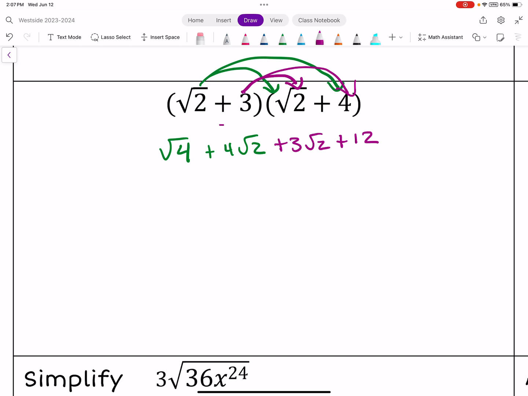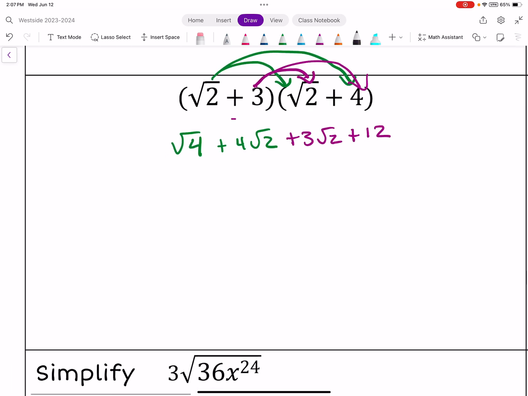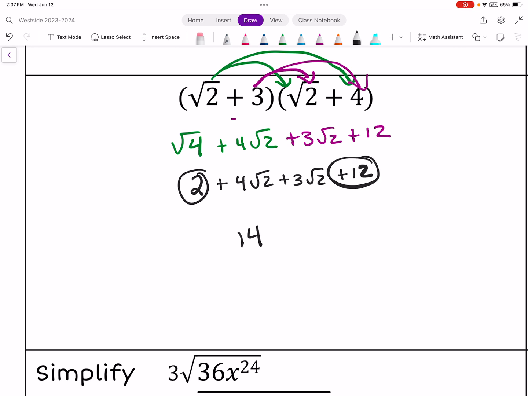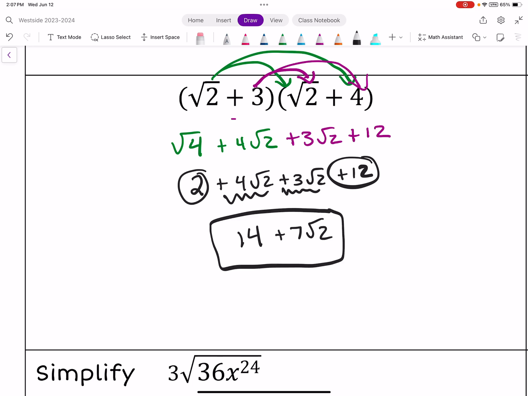Hopefully now we're starting to see those simplified. So radical 4 is just going to be a 2. And then I'm looking for any like terms that I may have. So 2 and 12 go together for 14. And then 4 square roots of 2 plus 3 square roots of 2 makes 7 square roots of 2. So I'd get 14 plus 7 square roots of 2.